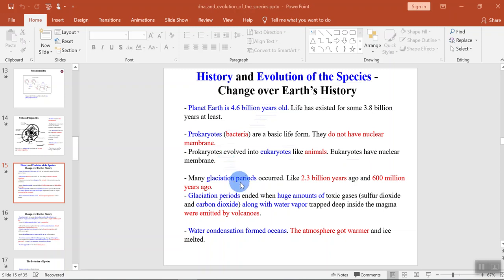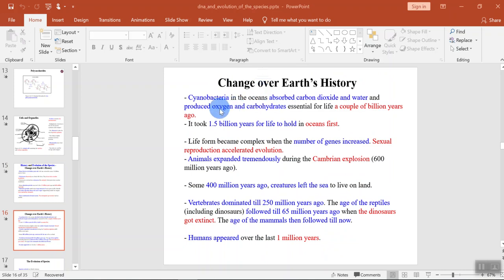Many glaciation periods occurred, like some 2.3 billion years ago and some 600 million years ago. Glaciation periods ended when huge amounts of toxic gases like sulfuric acid and carbon dioxide, along with water vapor trapped deep inside the magma, were emitted by volcanoes. So a glaciation period is followed by a warming period due to carbon dioxide emitted by volcanoes. Water condensation formed oceans. The atmosphere got warmer and ice melted.